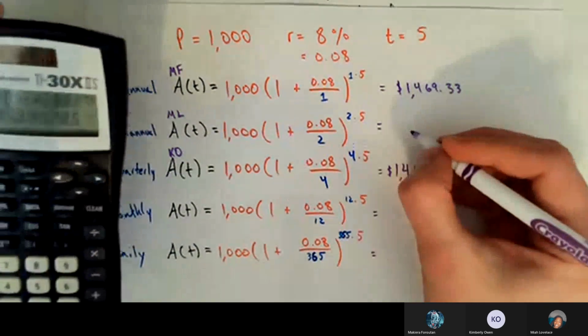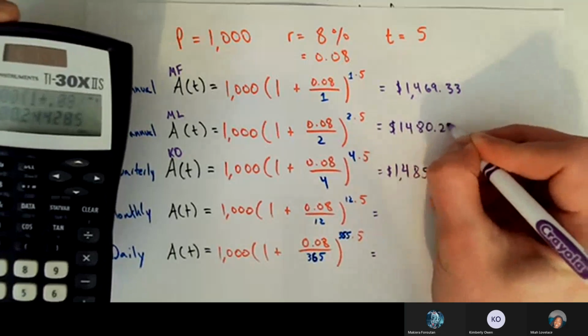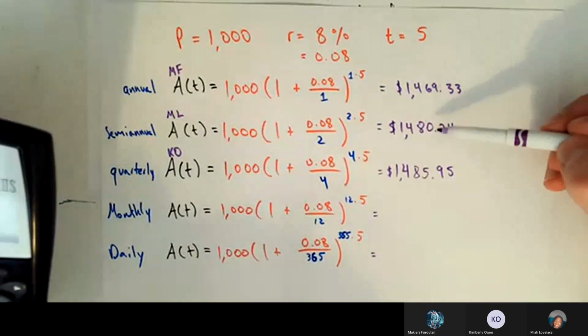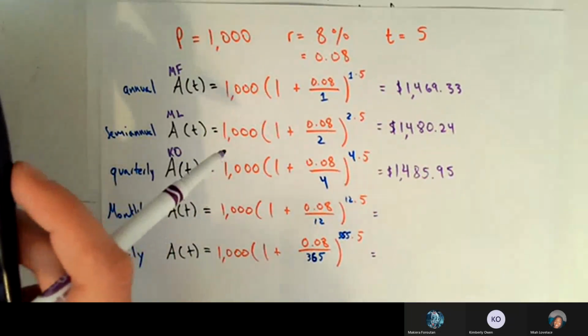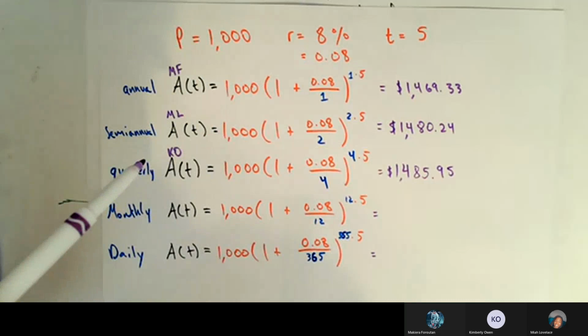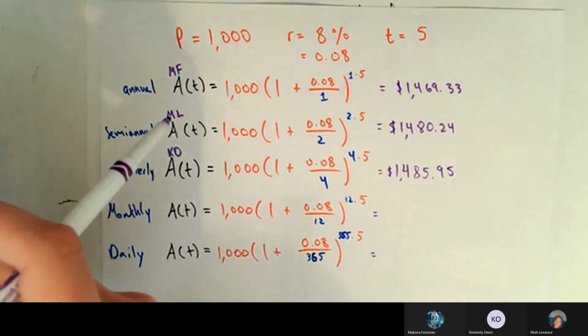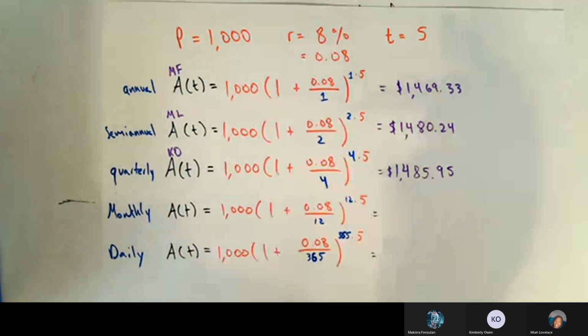I'll just go ahead and tell you what I got. I got 1,480.24. Okay, so we'll consider the differences between these after I get the last case. So I'm getting 12 raised to the 60. Oh, no, not 605. 60.